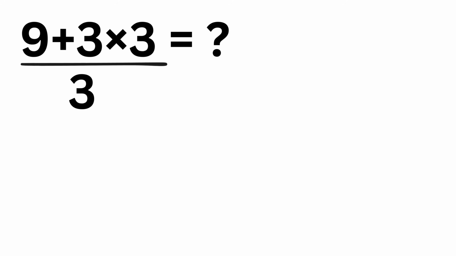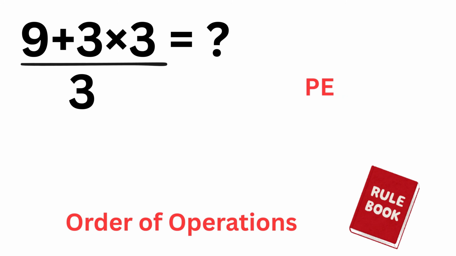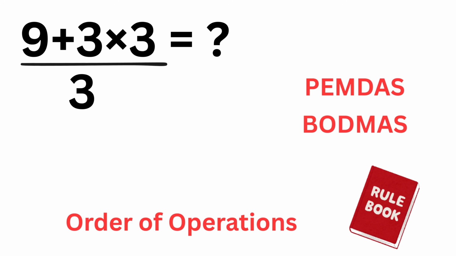The reason is that there is a fixed set of rules in math called the order of operations, commonly known as PEMDAS in some countries or BODMAS in some other countries, but they mean the same thing. In this rule, the letters P or B stand for parentheses or brackets, E or O stands for exponents or order, M and D stand for multiplication and division, and A and S stand for addition and subtraction. First, we have to solve for parentheses, then exponents, then multiplication or division, and finally addition or subtraction.